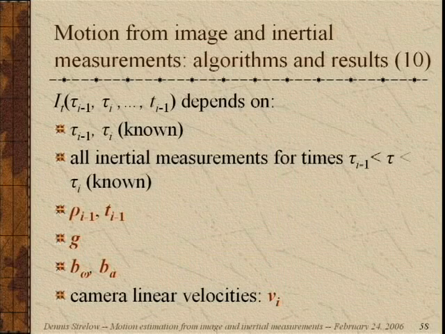Now that translation error is the one that depends on the most unknowns. It depends on the 2 times, which we assume that we'll know. All the inertial measurements between those times, which again we'll assume we know. The camera rotation and translation at the time of the previous image, which are unknowns that we also estimate in a raw bundle adjustment. And then the gravity direction, the gyro and accelerometer biases, and then something we don't estimate in a bundle adjustment, which are the linear velocities of the camera, which we need to integrate the accelerometer.